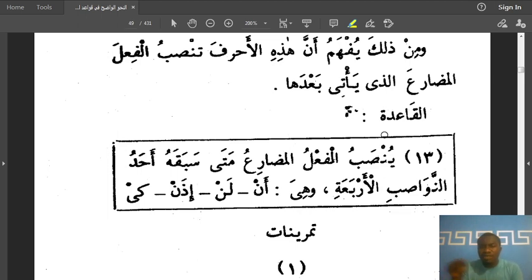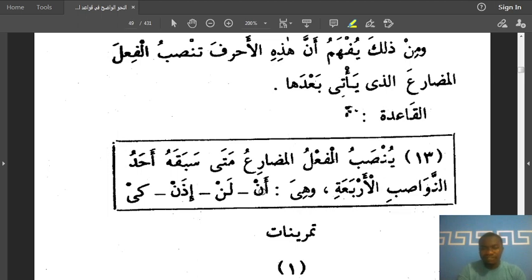سبقه أحد النواصب الأربعة. One of these, and nawasib is the plural of nasibun, and the plural is an-nawasib, and the an-nawasib is the letters that make the present tense verb take fatha. They cause the present tense verb to be mansub, so we call them an-nawasib. Okay. ينصب الفعل المضارع متى سبقه أحد النواصب الأربعة. When one of these four letters that make a word accusative precedes a present tense verb, the present tense verb takes fatha.